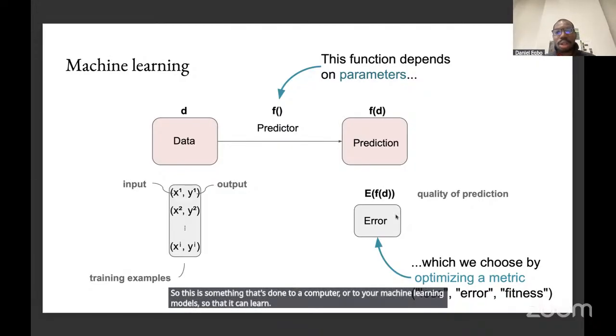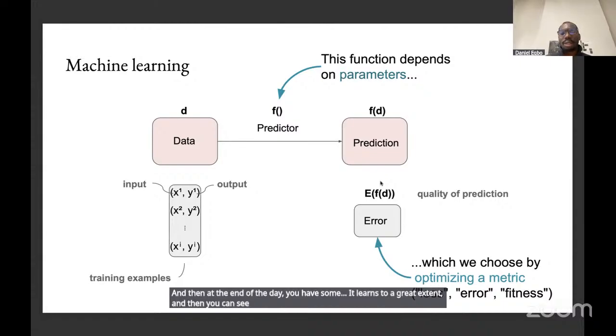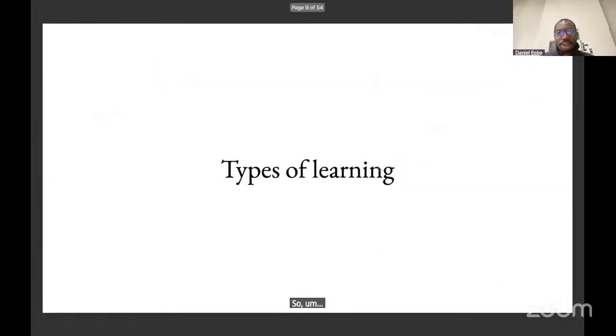And then at the end of the day, it learns to a great extent, and you can see how much it has learned. In that case, this is where you do things like prediction, to say, I have this data that I've labeled, how much of it did the model learn well, and all that? So that's just a bit of this. I need to run very fast.